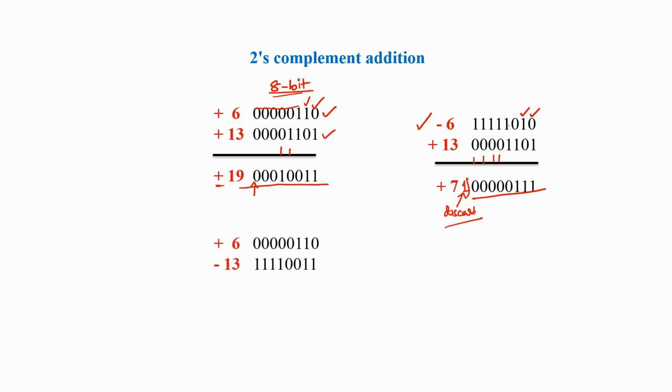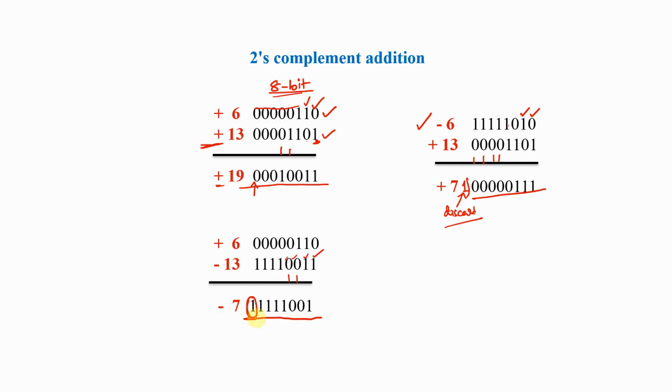Now look at plus 6 and minus 13. How do you get minus 13? The 2's complement of plus 13 will give you minus 13. Here the least significant 1 bit is unchanged. The remaining bits are flipped, so that it is negative. What is the result? Look at 0 plus 1, 1; 1 plus 1, 0, carry 1; 1 plus 1, 0, carry 1. So you are going to get 1 and the remaining are 1. Now here the result is minus 7.